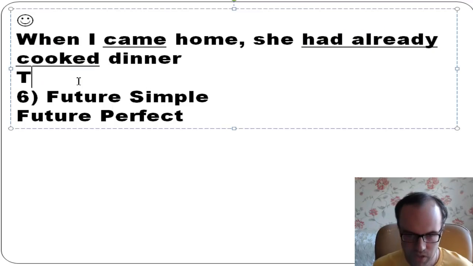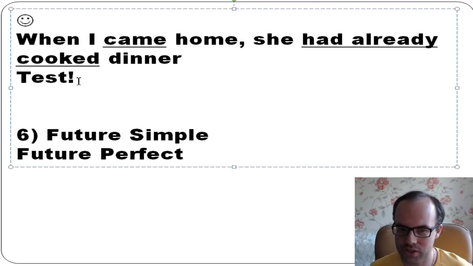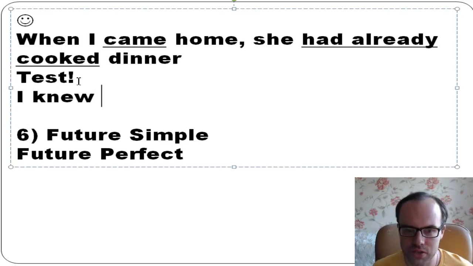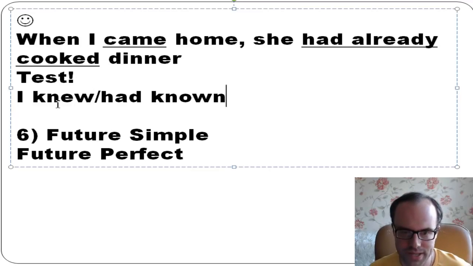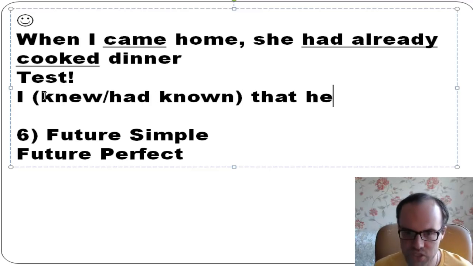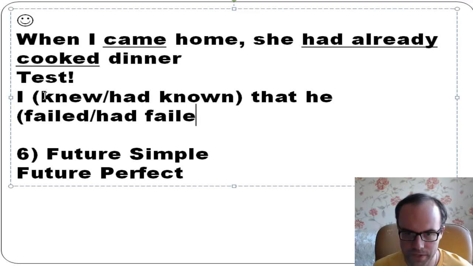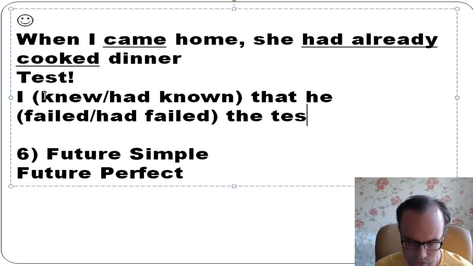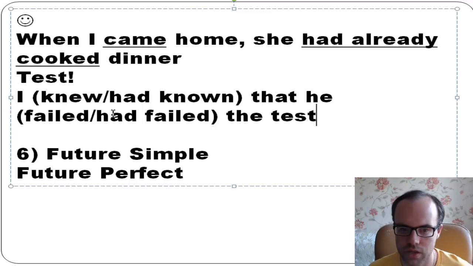And I also think that you are ready for a short test. Okay? I had known that he had failed the test. So what will you choose and why? Okay? So you look at the first part of the sentence, the first clause, and at the second part of the sentence, the second clause.